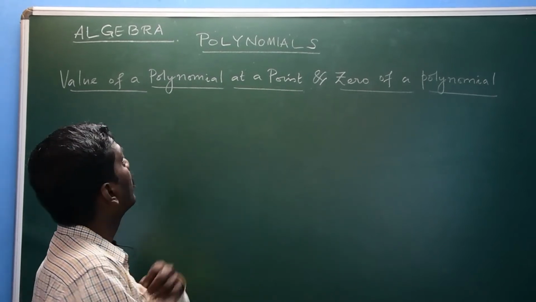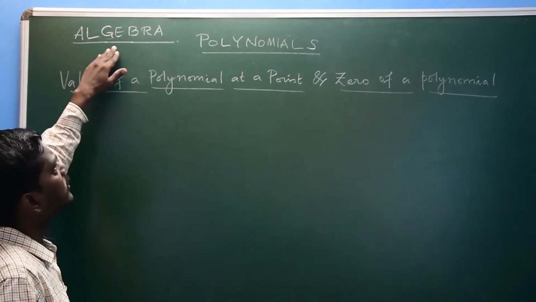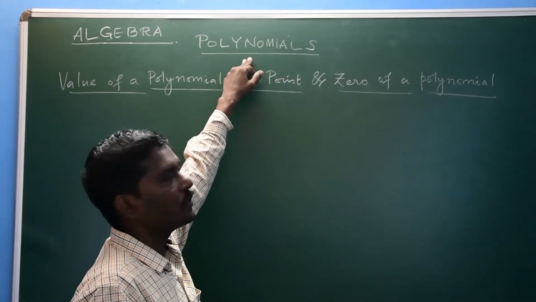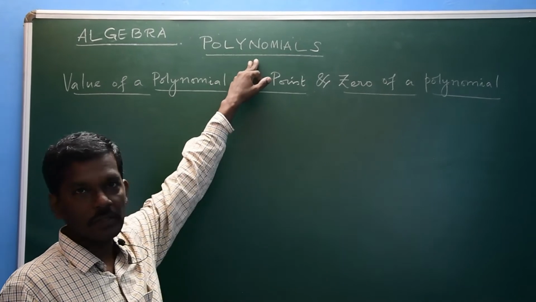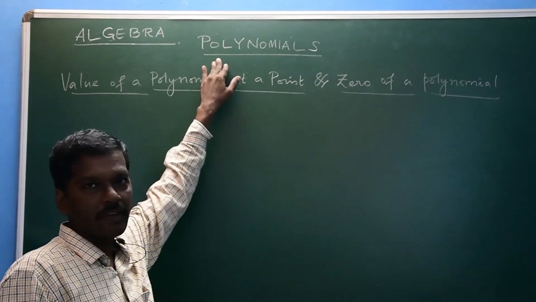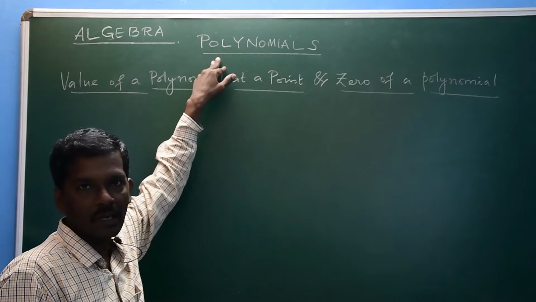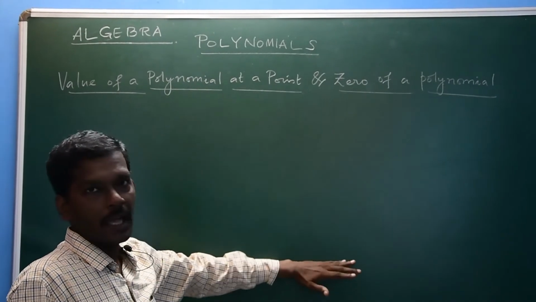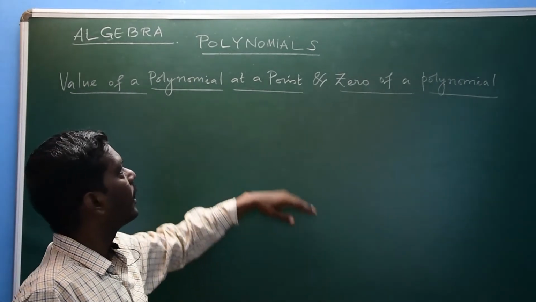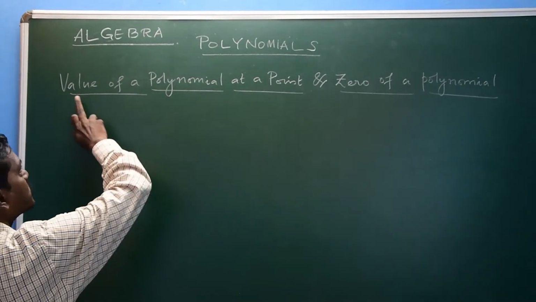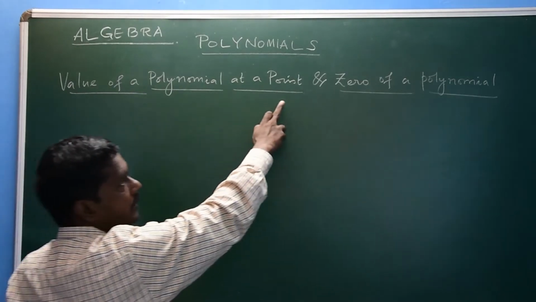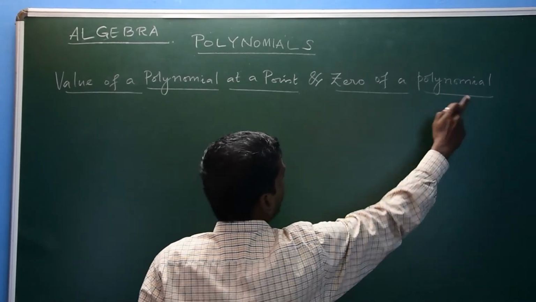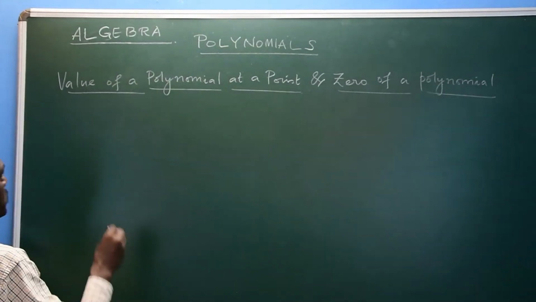Welcome back, students. We have been doing algebra, and in that we are doing polynomials. In the previous video we gave an introduction to polynomials. We defined what a polynomial is, what the degree of a polynomial is, and we gave different examples of a linear polynomial, quadratic polynomial, cubic polynomial, and a bi-quadratic polynomial. Now what we are going to see is the value of a polynomial at a point, and the zero of a polynomial. So that's what we are going to see.